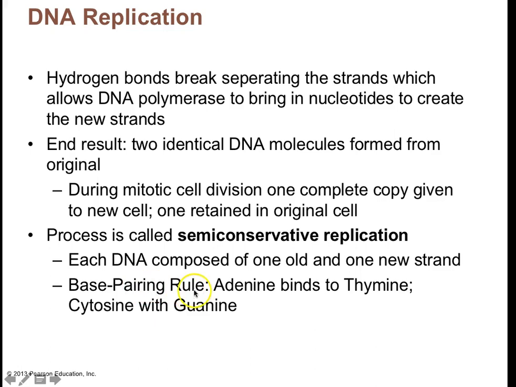pairing rule, we know that since it's a double-stranded molecule, you're going to have four types of nucleotides: adenine, thymine, cytosine, guanine, A and T and C and G. And since it's a double ladder, the A's always bind with the T's, the adenines always bind with thymine. That's part of the base pairing rule. And the other base pairing rule is that cytosine always binds with guanine.